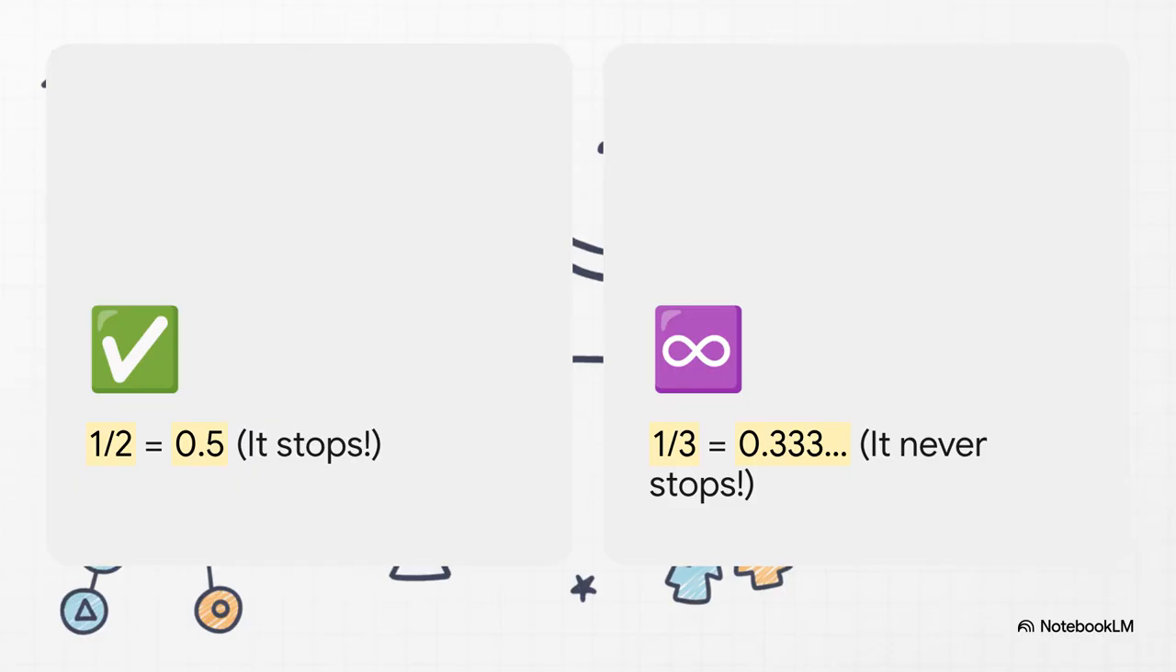Okay, so take a look at this. We've got two super simple fractions, right? On one side, you've got 1/2. That turns into 0.5. Nice, clean, simple. It just ends. But then, look at 1/3. It becomes 0.333, and it just keeps going and going and going forever.